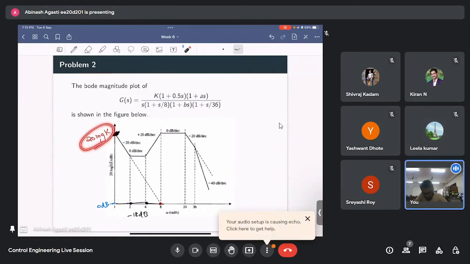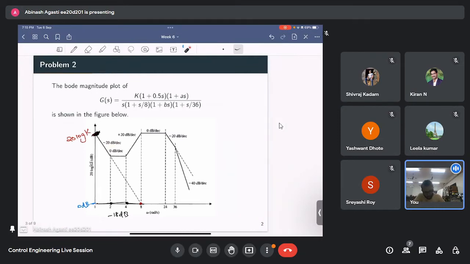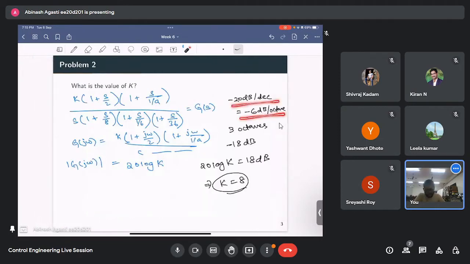20 log k you understood. This 20 dB is given to us, it is given in the question. For this transfer function, the Bode plot will be like this. And as you can see, there is a pole at origin. So from the starting, we'll have a minus 20 dB per decade slope. And minus 20 dB per decade implies minus 6 dB per octave, correct?